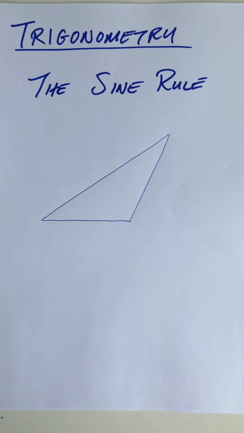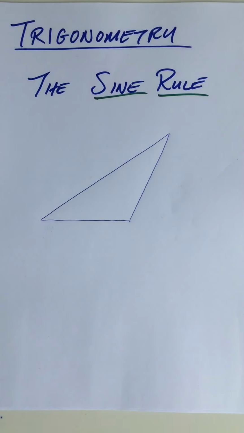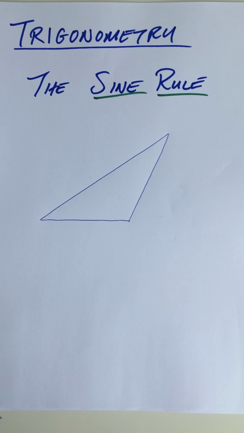In this video, I'm going to introduce the sine rule in trigonometry. So far in trigonometry, we've learned that for right-angled triangles, Pythagoras' theorem works, and we've also learned about SOHCAHTOA for right-angled triangles. However, we have not learned anything about non-right-angled triangles, or triangles that don't have a right angle. This is where the sine rule can be useful.